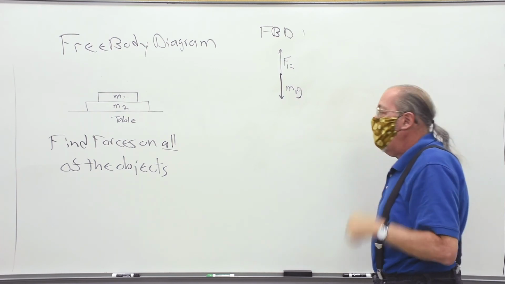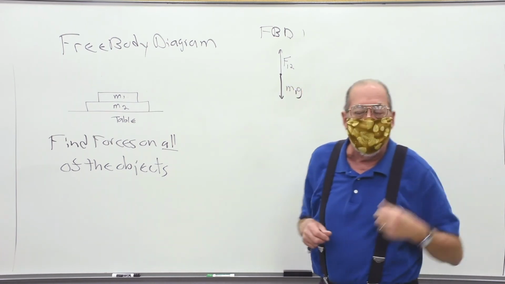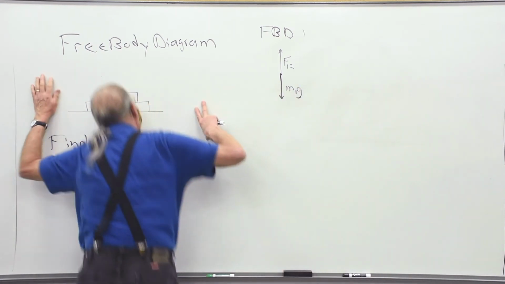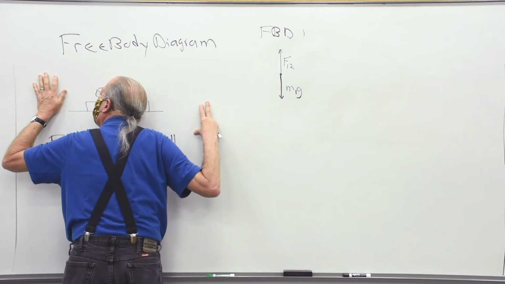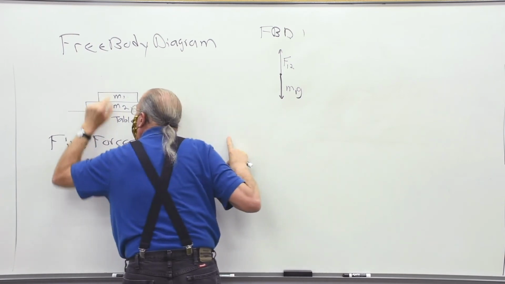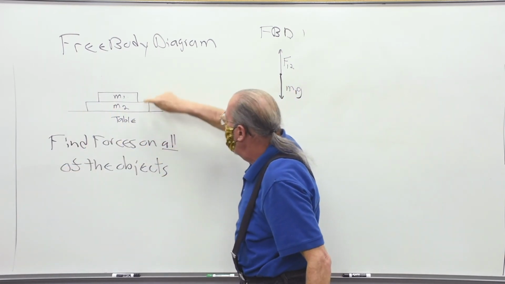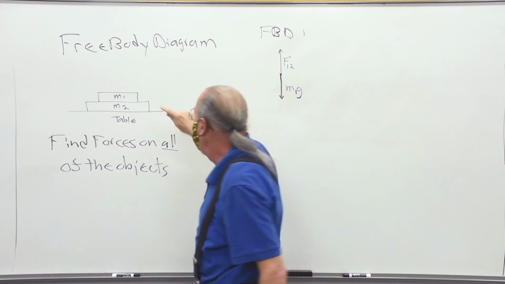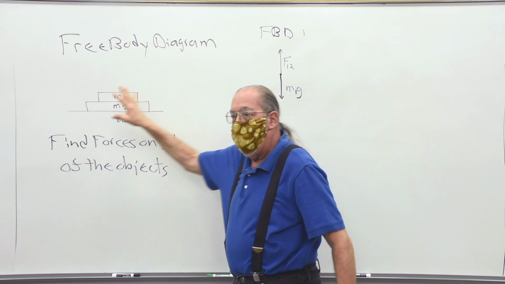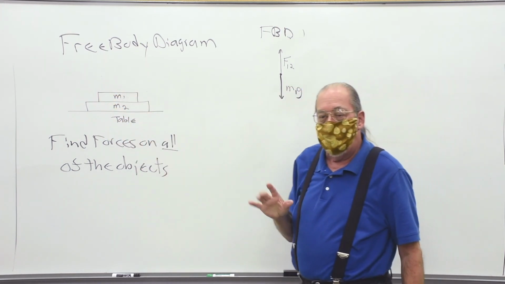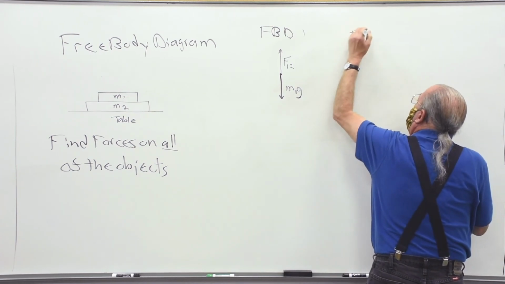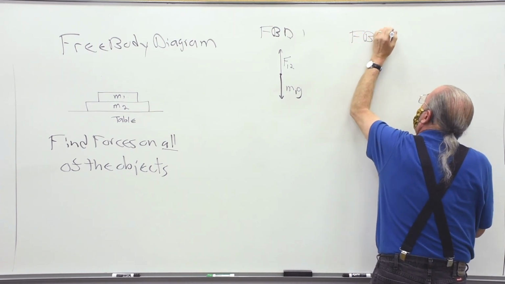What I do, I think of it this way. When you go to draw the free body diagram, be myopic. You look at it like this. And when I look at this, I see this touching that. That's that. I know gravity's pulling it down. The table is not touching that. See that? The table is not touching M1. There's no table force on M1. Only the forces that are actually acting on it. All right? FBD for number 2.